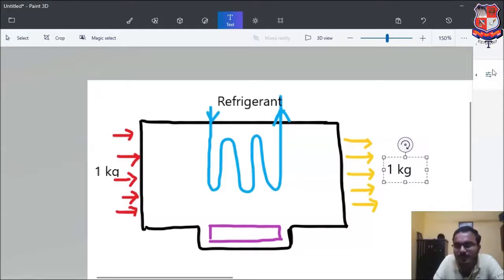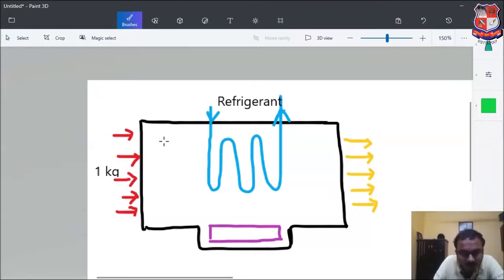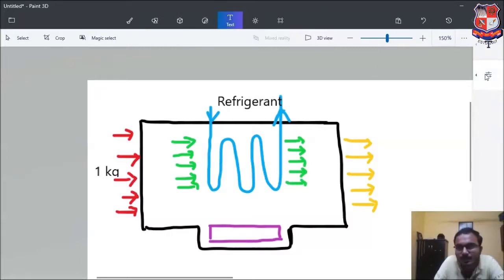However, the new thing which is coming here is that the portion of air which comes into contact with the coil will not be all 1 kg. Actually, this will be 1 minus x kg.